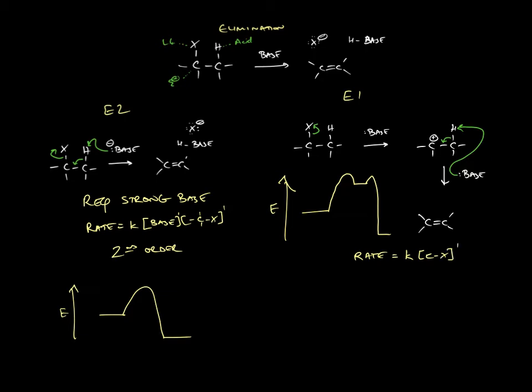This is a first order reaction, and therefore we call this E1, just like SN1. And just like SN1, there is the complication of the fact that you form a carbocation, and carbocations can possibly rearrange. And you will get a lot of possible products when you do an E1 reaction.